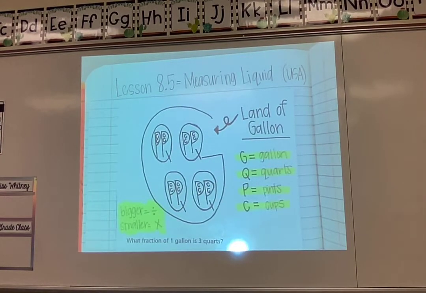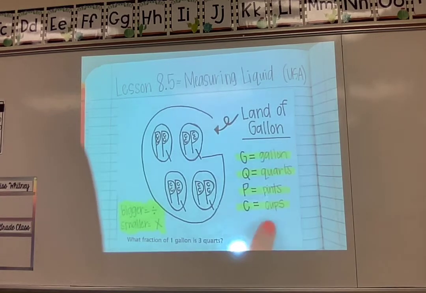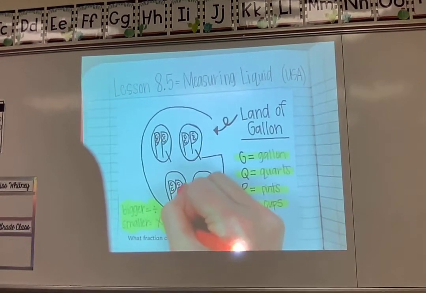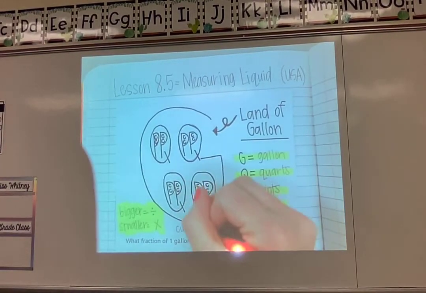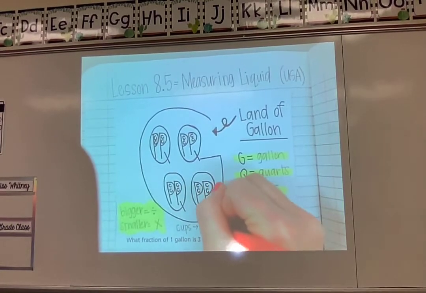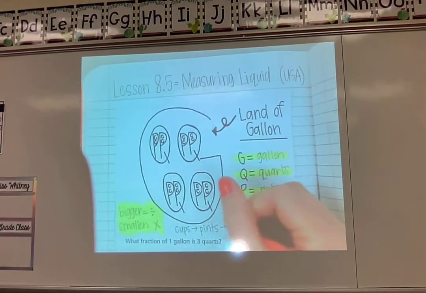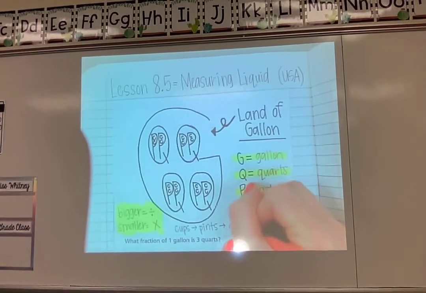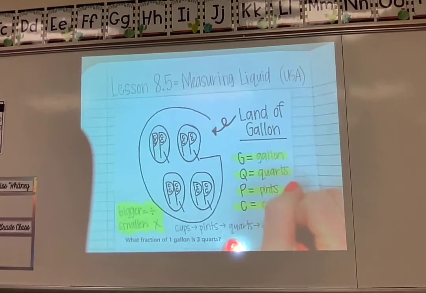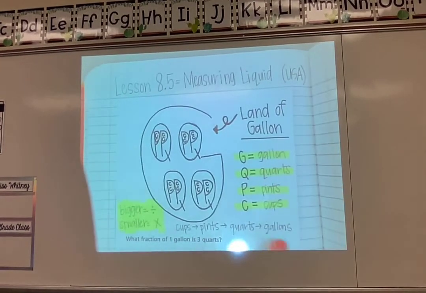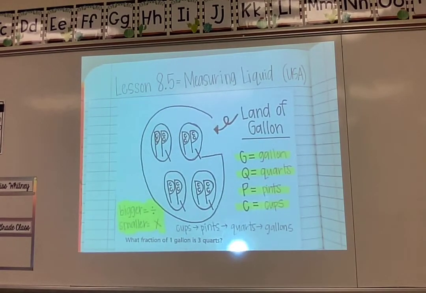Now, let's list these out from small to big just to make sure that we realize which one's the smallest and which one's the biggest. So if I'm measuring a liquid, what is the smallest form of measurement that I could use? That would be the cups. Cups are the smallest. The next smallest would be pints. Next in order would be quarts. And the biggest form of measurement is gallons. Okay, so smallest to biggest, there are my forms of measurement.